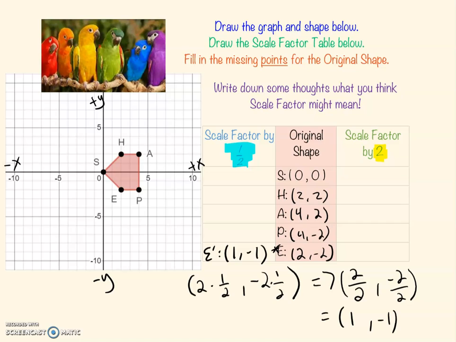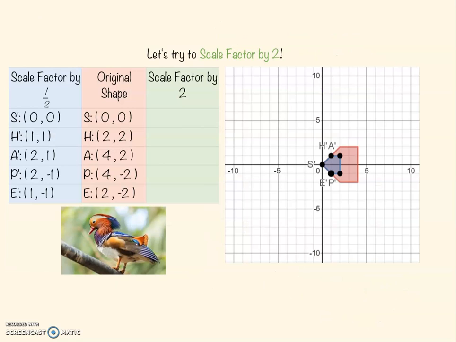Okay, I want you to go ahead and try the rest of these points. Hopefully these are the points you got. Now try and graph them. What does your graph look like? All right, and here is that answer for our scale factor by 1/2. We scaled that shape down by about half. Not even by about, by exactly half. We took each of those numbers inside of our original points and we divided them in half.